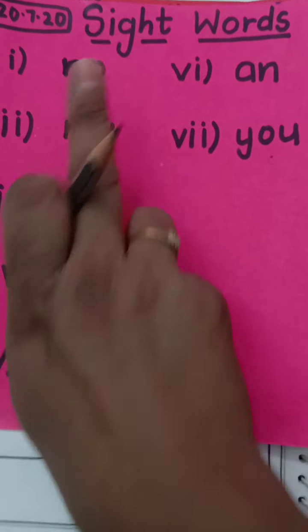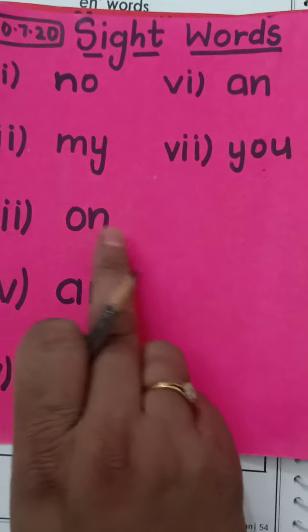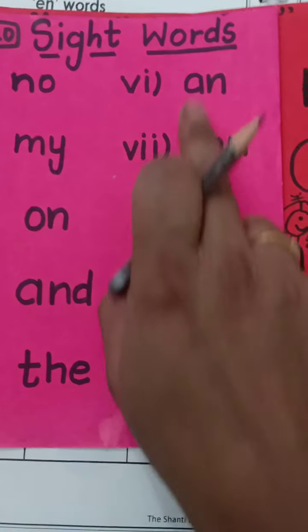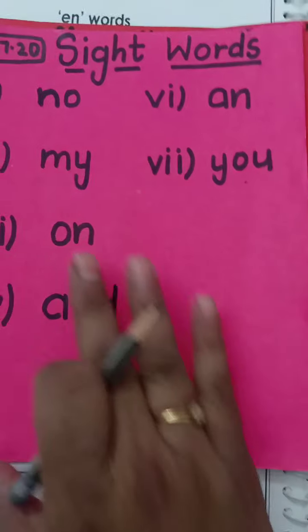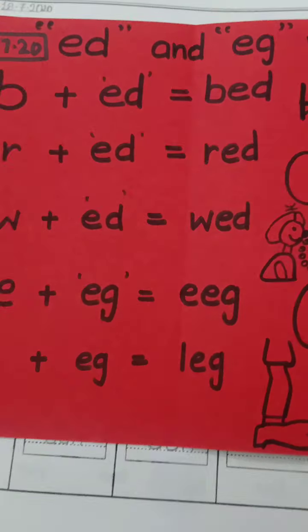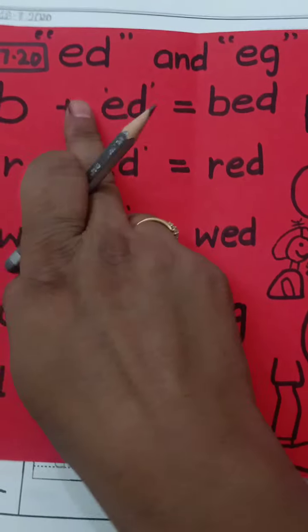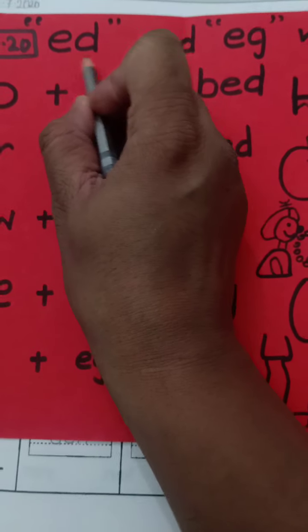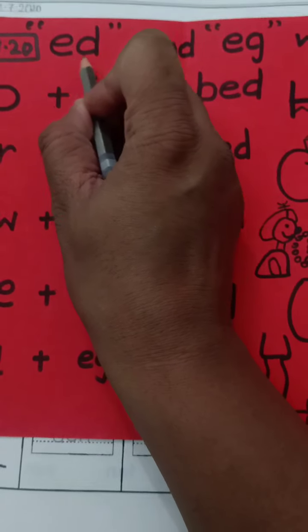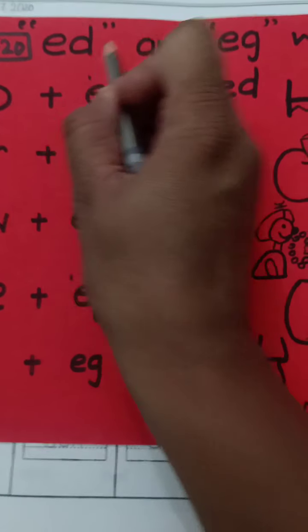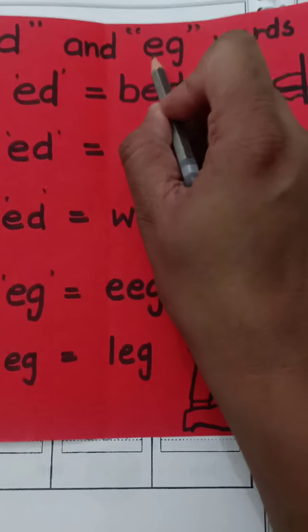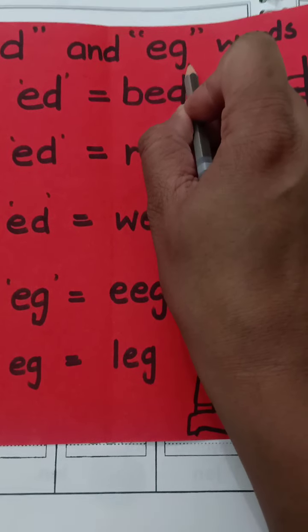N, O, no. M, Y, my. O, N, on. A, N, D, and. T, H, E, the. A, N, N, Ann. Y, O, U, you. So these are our sight words. New cluster words we'll do today, that is "ed" and one more, "eg": e, g, egg.